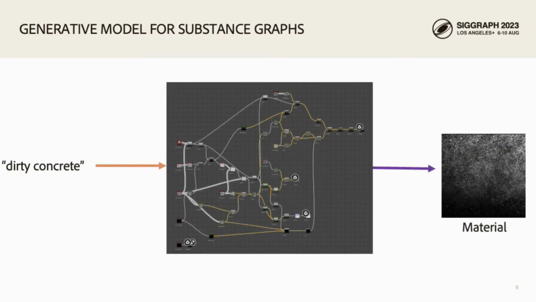In this case, the simple prompt Dirty Concrete allows us to generate a fully procedural graph generating the material you can see on the right.